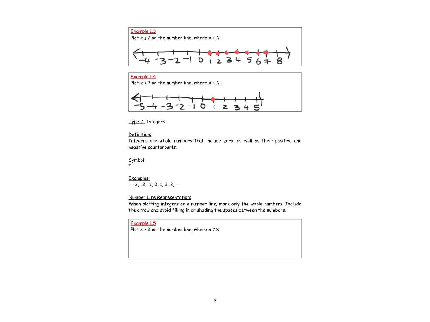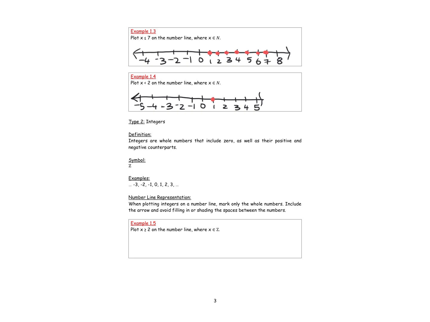The second type of number system you need to know about is integers. Integers are whole numbers that include 0 as well as their positive and negative counterparts. The symbol for integers is Z, and examples include all of the natural numbers, 0 and negative numbers, and most importantly, it's just the negative whole numbers.